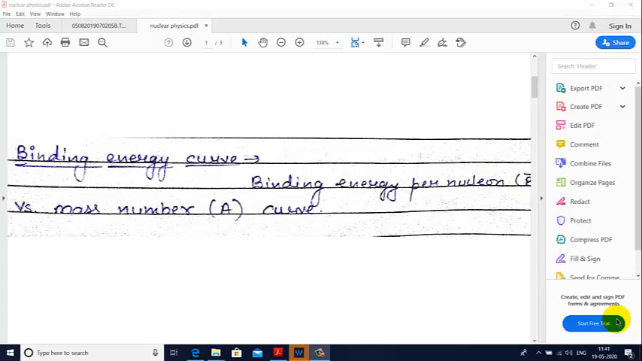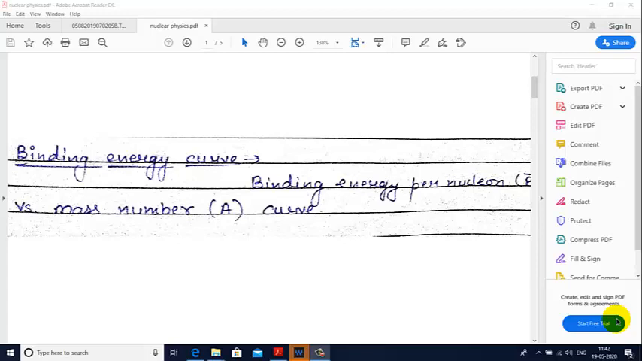As we previously studied about binding energy, the binding energy is the energy required by a nucleus to break it into its components. So if I have a nucleus and I want to break the nucleus into its components, which are protons and neutrons, then I will need to give some energy to the nucleus so that it can break. So binding energy is the energy required to break a nucleus into neutrons and protons.